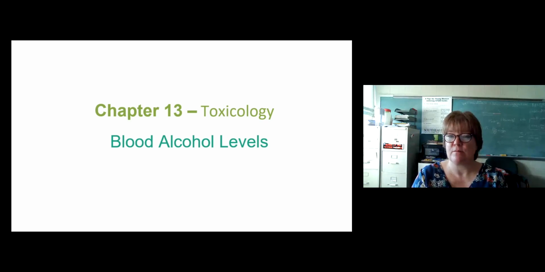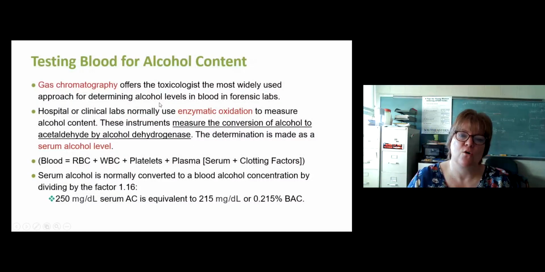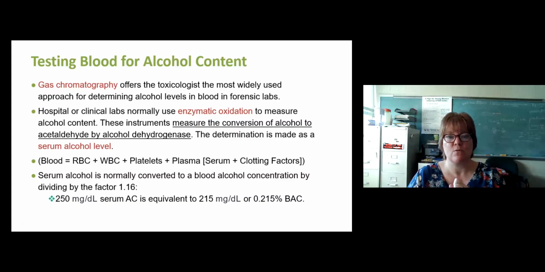Now we can talk about the blood alcohol levels. How do we know what the blood alcohol content is if we have access to testing the blood directly? So how would we detect it? The number one way that we would detect it usually is gas chromatography. That's the same test we used for doing drug testing, gas chromatography. That's sort of the most widely used in a forensic lab.